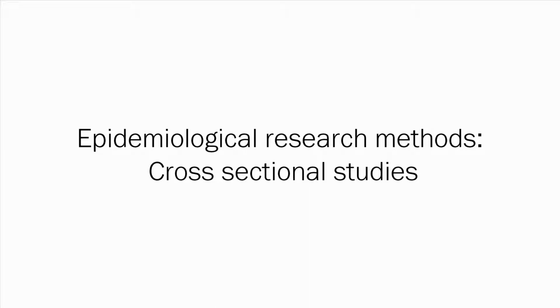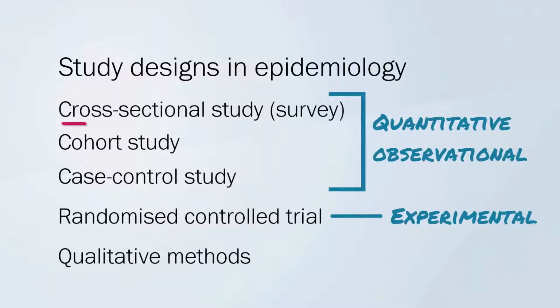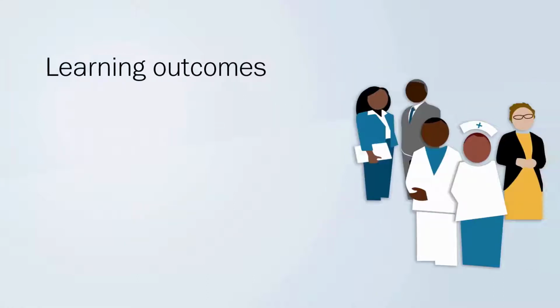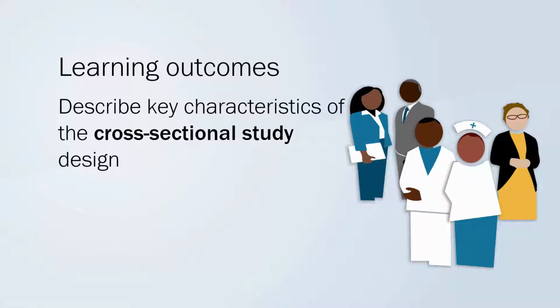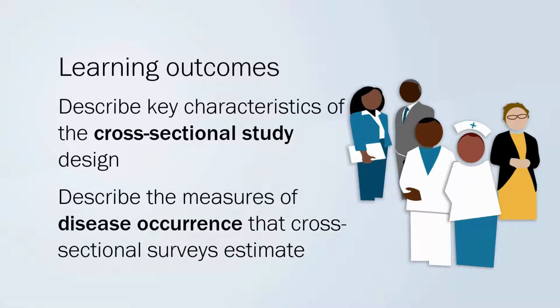Epidemiological research methods, cross-sectional studies. Cross-sectional studies are a widely used study design method in epidemiology. They are quantitative and observational in nature and are often simply called surveys. By the end of this session, you should be able to describe the key characteristics of the cross-sectional study design and describe the measures of disease occurrence that cross-sectional studies estimate.